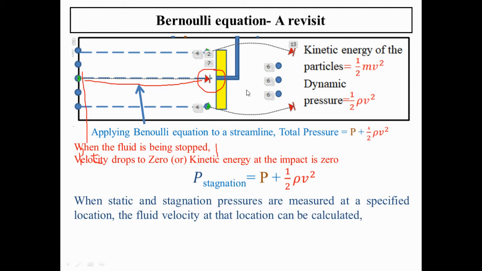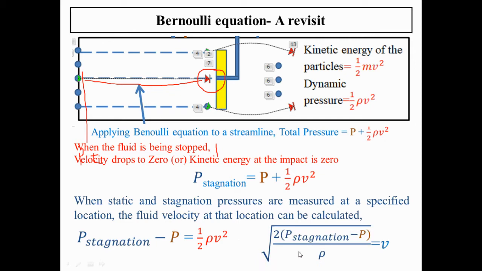By this Pitot tube, we can also calculate the velocity. The fluid velocity can be calculated this way. P stagnation minus P static is equal to half rho v squared, which is nothing but the dynamic pressure. And we can also calculate V by rearranging this equation: V equals the square root of 2 times (P stagnation minus P static) divided by rho.